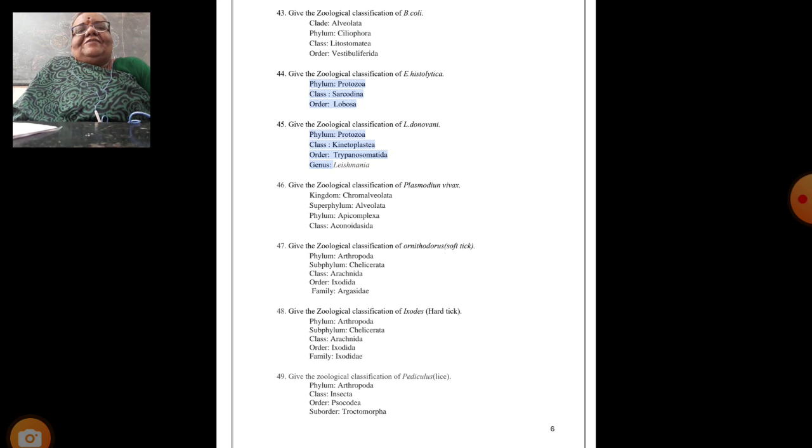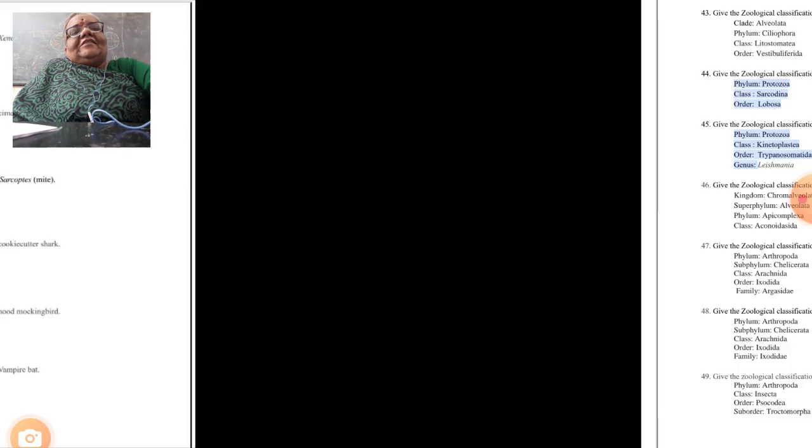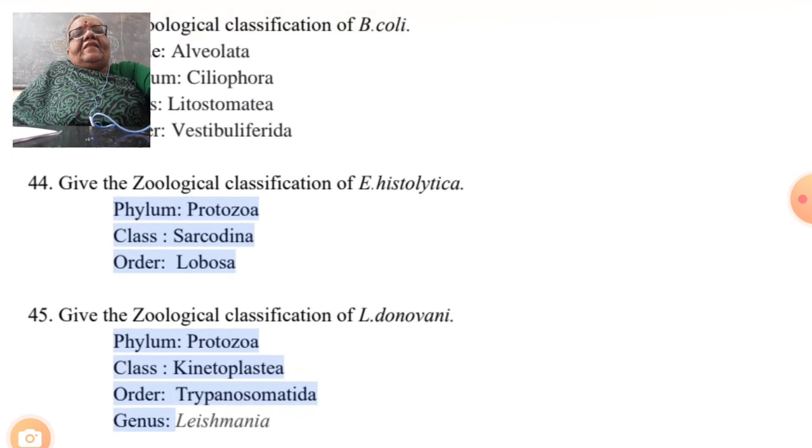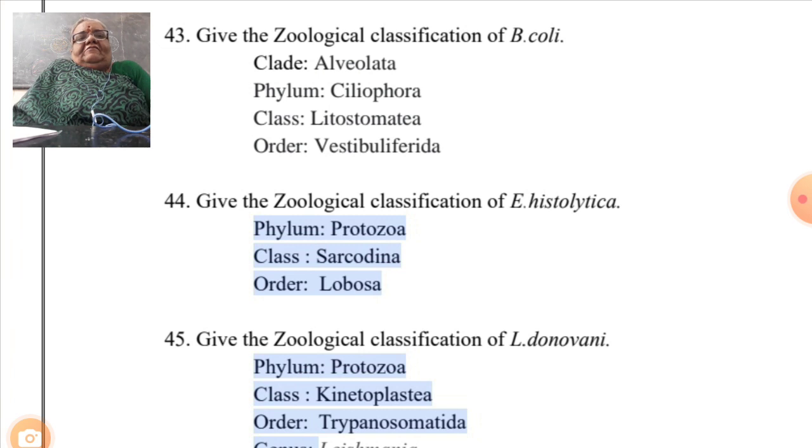Now in this class we are going to learn the binomial nomenclature and how the parasite looks like, okay, as a preliminary background information for your future classes. So each taxonomy or systematic position of each animal can be asked for 2 marks. We shall discuss one by one. Okay. Now, first one, the question may be like this. Give the zoological classification of B. coli.